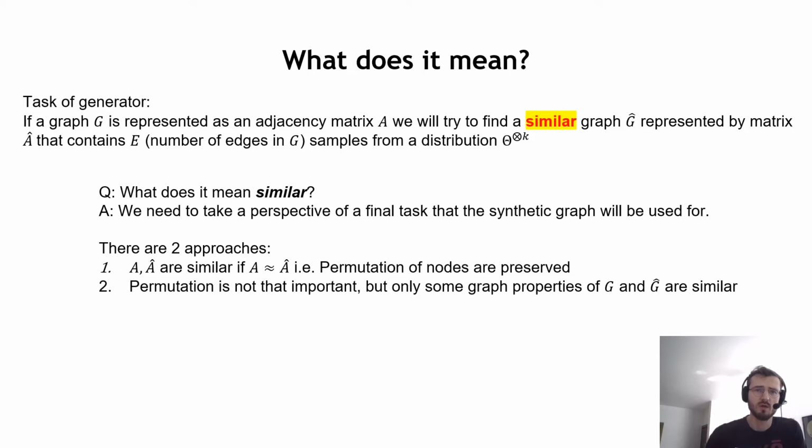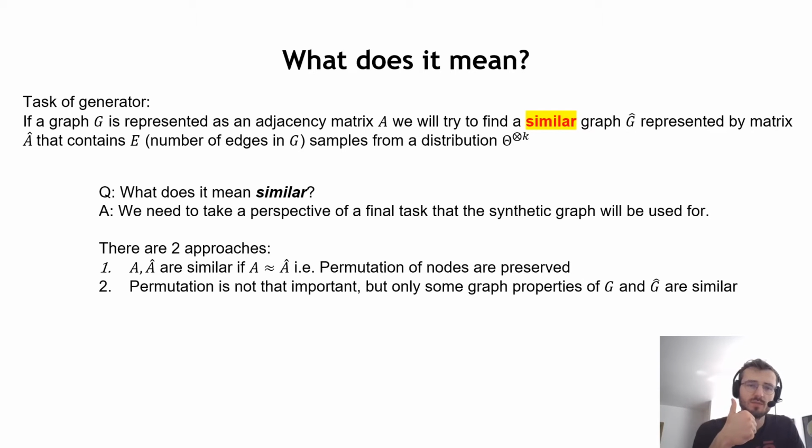We know technically how the process of generating edges works, which is sampled from a distribution that we produced based on the Kronecker matrix product. But let's get back to our original task, which was to produce a similar graph. What does the similarity mean here? Okay, here we need to take the perspective of the graph tasks we are going to solve based on the synthetically generated graph. And there are two ways how I see it.